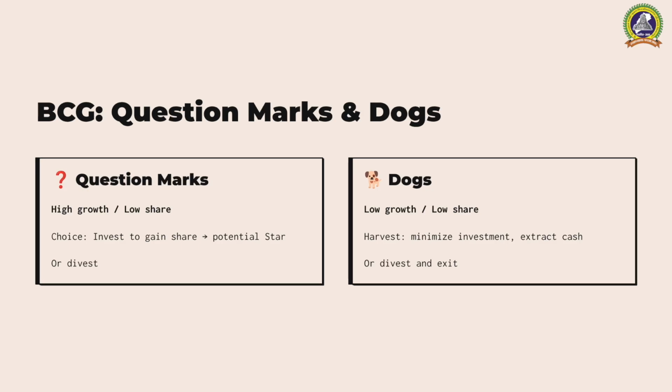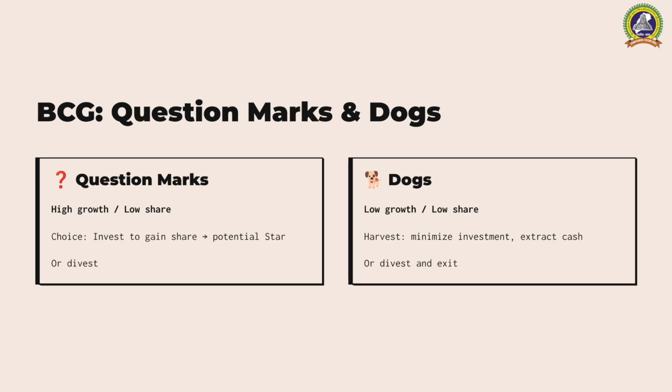It can either make additional investment using cash from the cash cow to try and gain market share and convert the question mark into a star, or it can divest the unit if the cost of investment is deemed excessive compared to the potential return. The example provided is the Hindustan Motor Ambassador car, which had a low market share in a growing market.